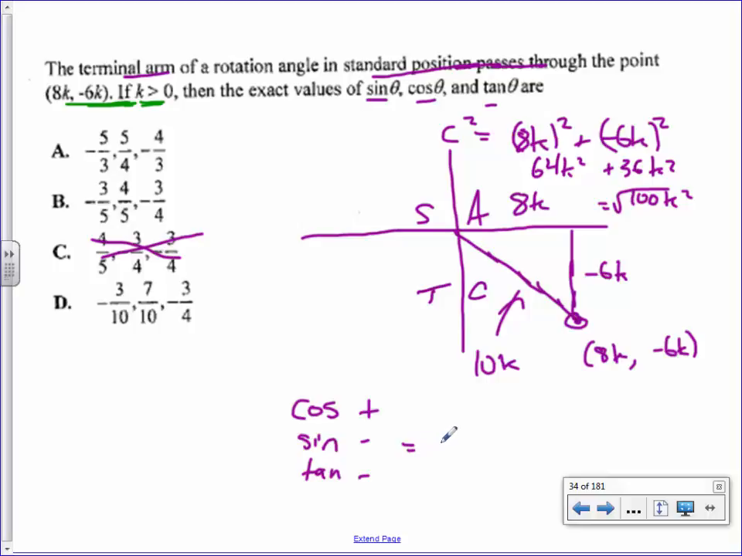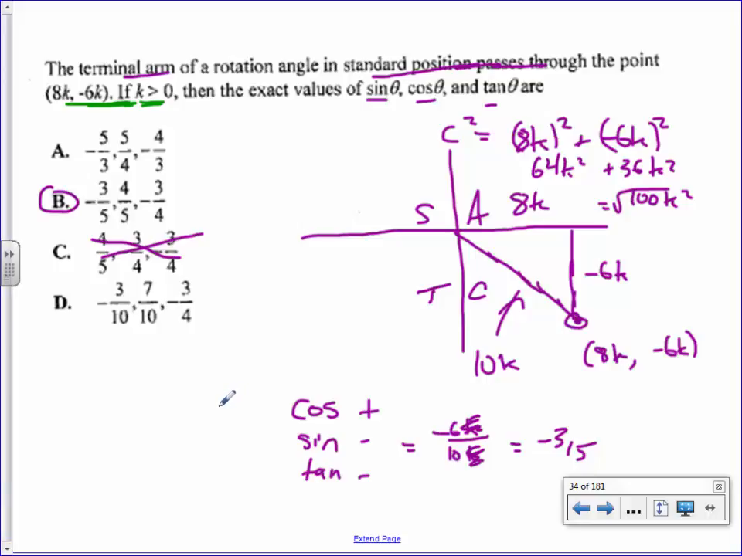Sine is going to be your opposite over your hypotenuse, or if you prefer, your y value over your radius. What happens when you take minus 6k divided by 10k? Well, the k's cancel, and you get negative 3 over 5. And I think I'm already done then, because that's the only one that starts with negative 3 over 5.